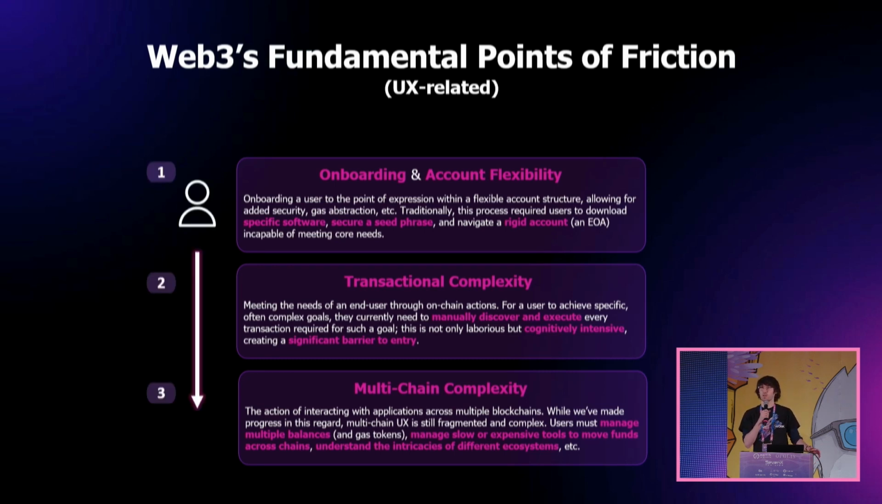So this, as you might notice, corresponds very closely with the user journey. Number 1, onboarding and account flexibility. This is the first step in a user journey. They start with the onboarding process, and they, of course, onboard into an account. From there, they start doing transactions, and eventually they'll do transactions across chains.